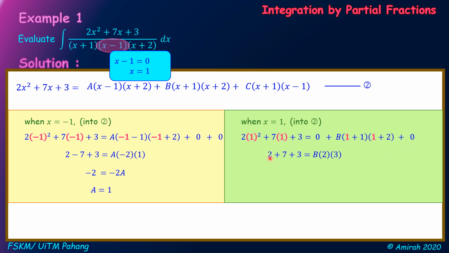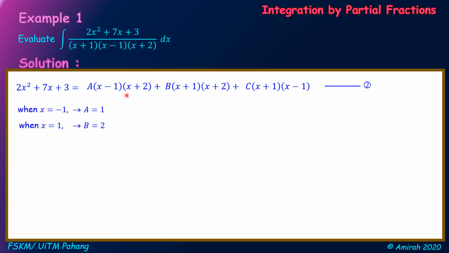Alright. Then we simplify. So we have 2 plus 7 plus 3 equals b times 2 times 3. Then we simplify, so we get 12 equals 6b and b equals 2. Right? Alright, from the previous slide, when x equals negative 1, we get a equals 1. And when x equals 1, we get b equals 2 after we substitute into equation 2.